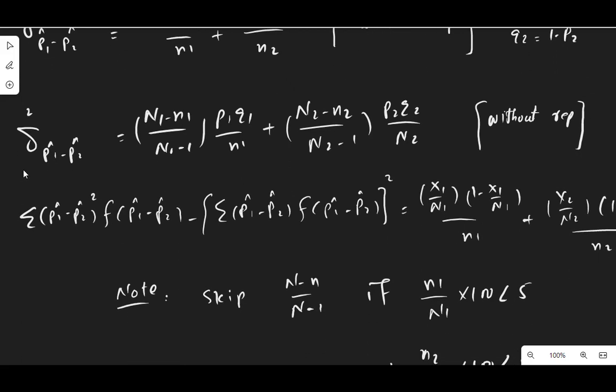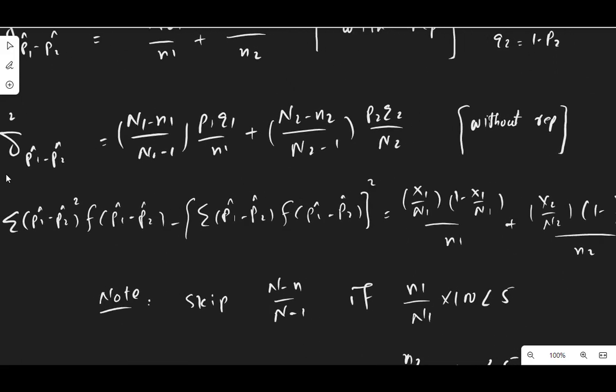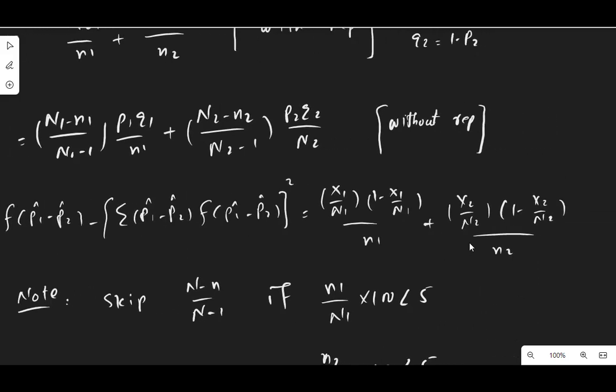The left hand side can be calculated by the summation of P1 hat minus P2 hat squared times the probability of P1 hat minus P2 hat, minus the summation of P1 hat minus P2 hat times the probability of P1 hat minus P2 hat, whole squared. You can calculate the left hand side by this formula, and on the right hand side, this is the formula for P1, this is for Q1, and this is N1. Similarly P2, Q2 divided by N2. This is the case of sampling with replacement.